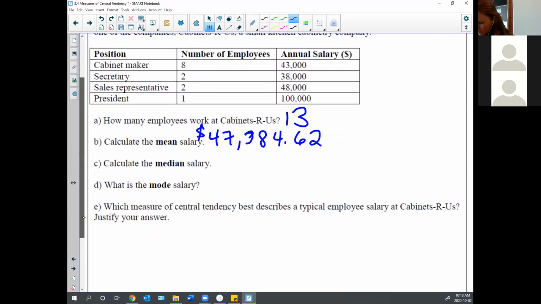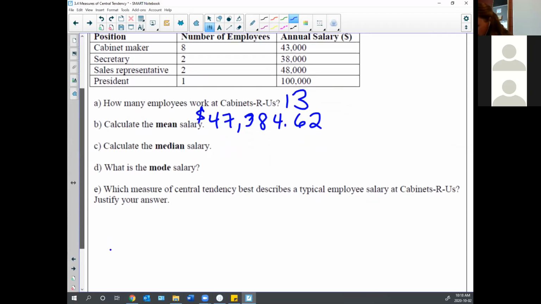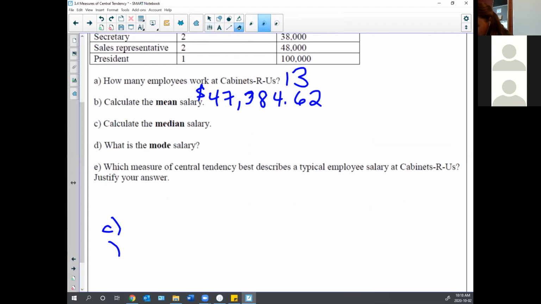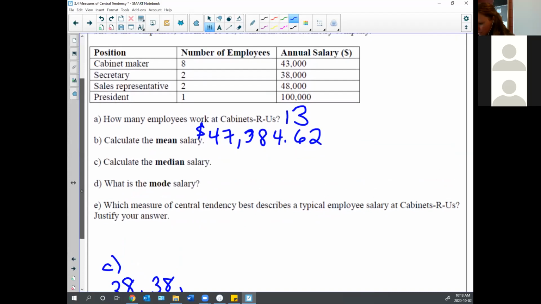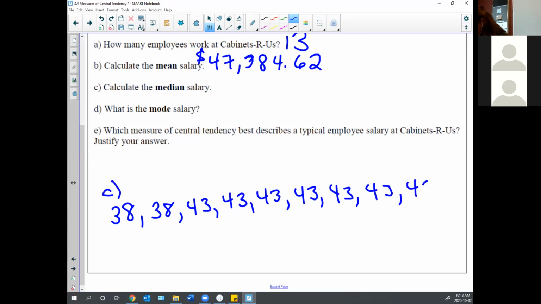I'm not gonna write the 3 zeros on the end, but I have the smallest number is 38,000, and I'm gonna write that twice. So I'm gonna write 38, 38, meaning 38,000. My next number is 43, and I have 8 of them. So 1, 2, 3. My next number is 48, and I have 2 of them. And then 100,000.